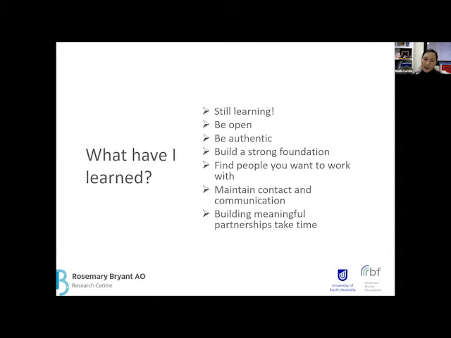Maintain contact and communication with those people, even informally, because you never know what opportunities will present and when the stars will align for you. And just remember that meaningful partnerships do take time. It is difficult to fit it in as we have so many competing demands, but I would recommend making the time and the effort, because the reward is fantastic, and your investment will definitely be rewarded. So thank you very much for listening.